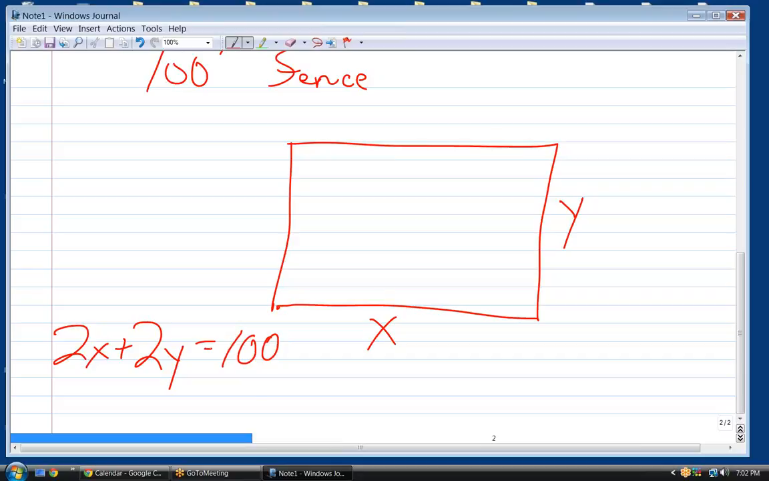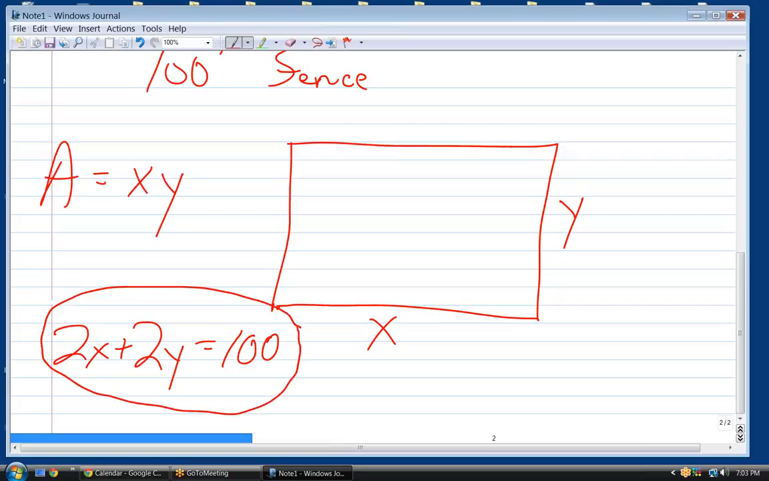And they want to maximize area. So what's the area equal to? x times y. Okay. So what we can now do is solve that equation for one of the variables, substitute it into that equation, and we will end up with a quadratic. Since we have a quadratic, we know the maximum occurs at the vertex, and we can find out what that is. So that's going to be our strategy.